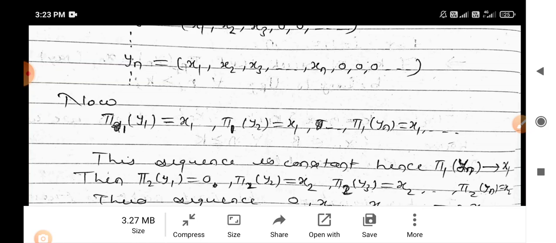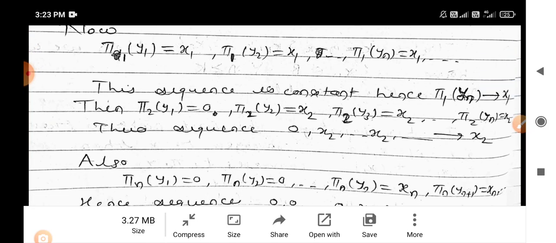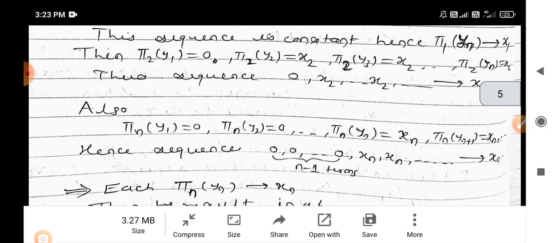In the same way we define pi 2 on y1 it is 0, pi 2 on y2 it is x2, pi 2 on y3 it is x2, and so on. Pi 2 of yn is x2. So this sequence goes 0, x2, x2, x2, and it converges to x2. In the same way we can define a mapping pi n: on y1 it is 0, on y2 it is 0, on y3 it is 0, on yn it is xn, on yn plus 1 also xn, that is, we get a sequence 0, 0, 0, 0, xn, and so on. So this converges to xn.